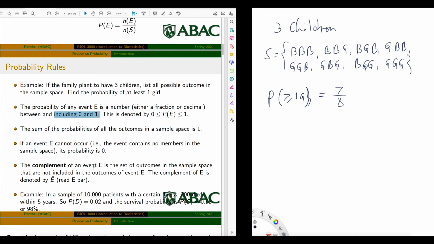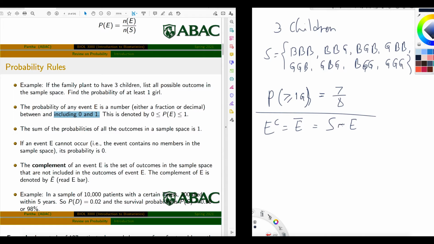And the complement of an event E is the set of all outcomes in the sample space that are not included in the outcomes of event E. The complement of E is denoted by E bar, or some people also denote it by E superscript C, that is E complement. So this is the same as E bar. What does that mean? That means S minus E, right? In probability, we usually write minus like this, S minus E. That means E bar or E complement is every element in the sample space S that is not in E.